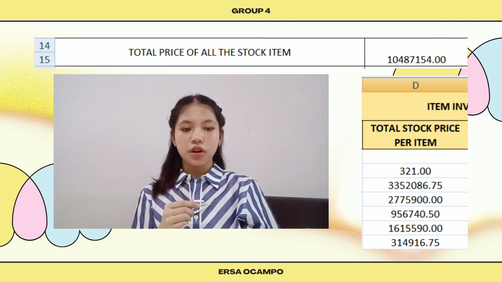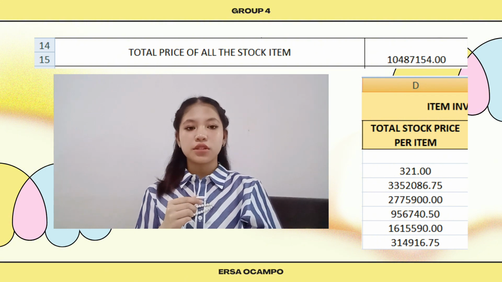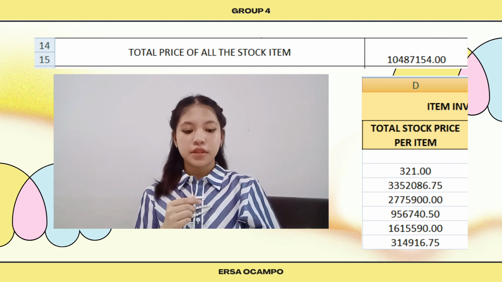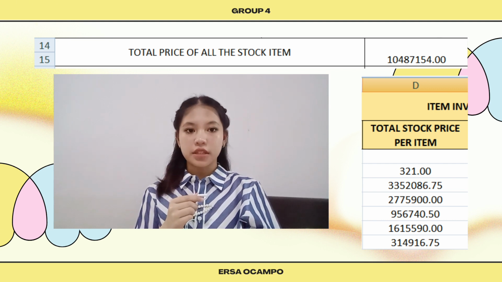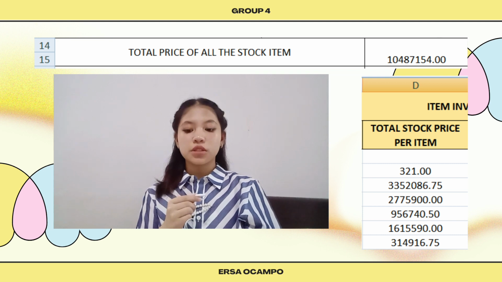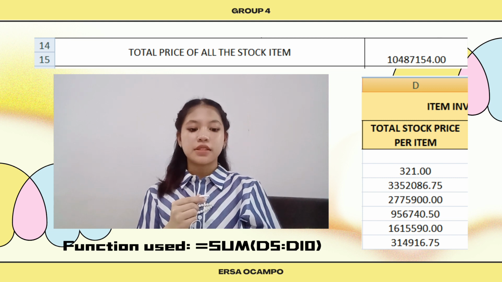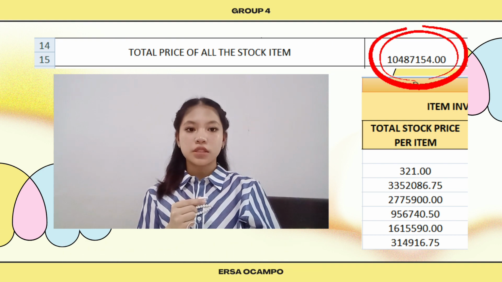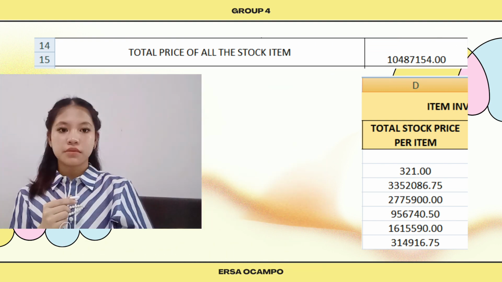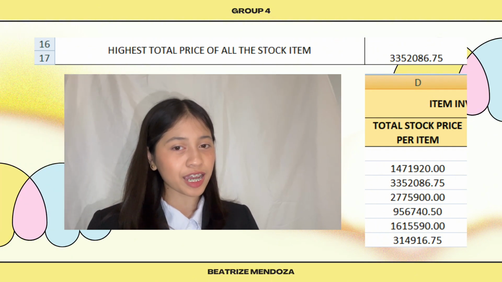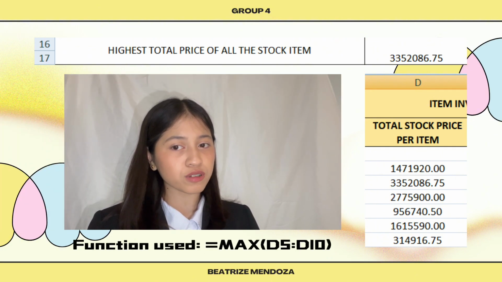Lastly, let's go to the overall total. The overall total contains addition in its formula. Total price of all the stock items refers to the total price of all the products held. Just like the overall total stock price per item, its formula was D5 plus D6 plus D7 plus D8 plus D9 plus D10 with a total sum of 10,487,154 pesos.